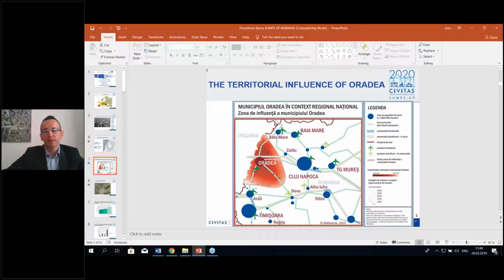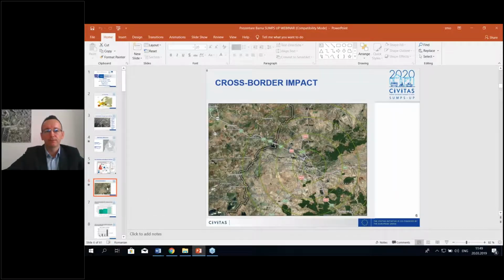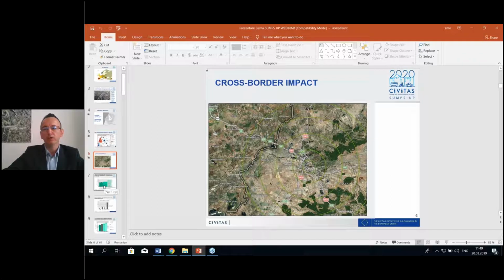We are talking about the territorial influence at the level of the whole county, Bihor County, which encompasses 600,000 inhabitants. But this territorial influence also has an impact at the cross-border level, encompassing in the catchment area of the city of Oradea 10 other municipalities from the Hungarian side of the border. We also have public transport services in one municipality situated on the other side of the border.